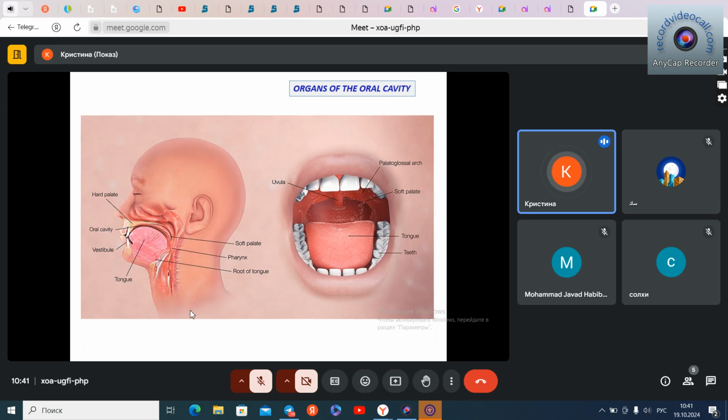Now we start with the organs of the oral cavity. Most of them were discussed previously in the spring semester. So between the lips and cheeks in the frontal part and the teeth, we have the vestibule, and the oral cavity proper is shown here. It is between the teeth, the cheeks, the hard and soft palate, and the floor of the oral cavity from which the tongue arises.